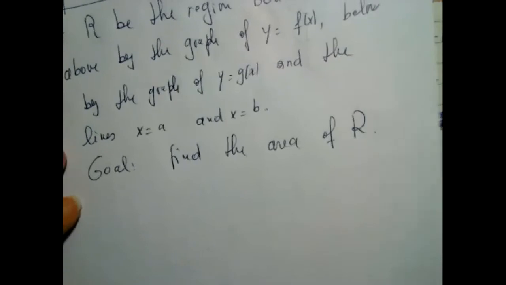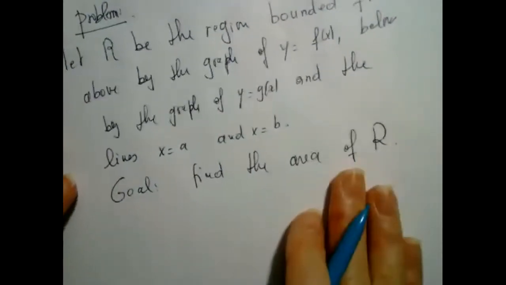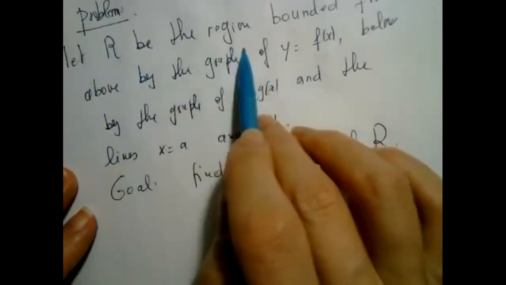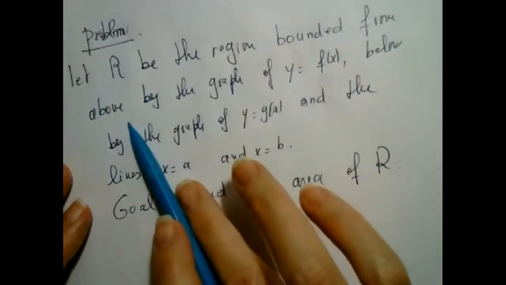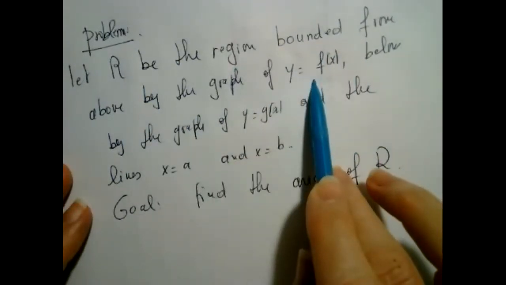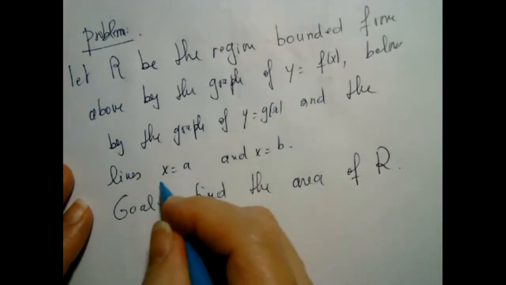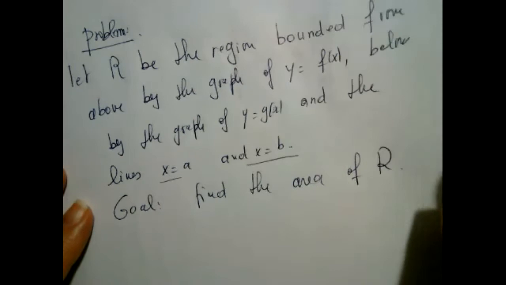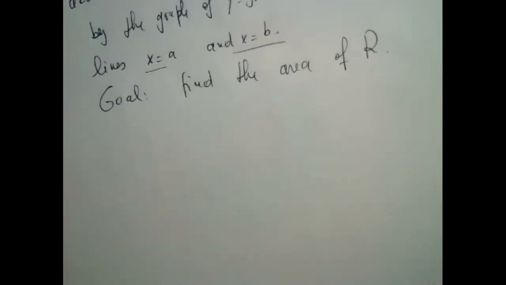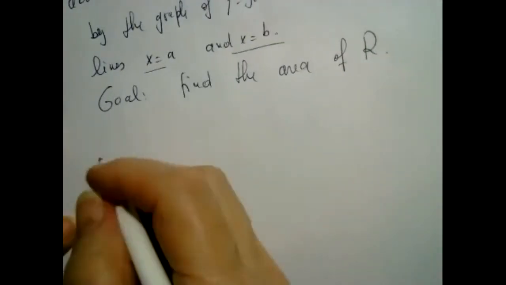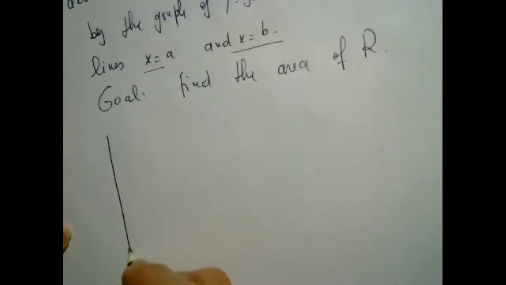First, let me read this and see what they are talking about. R is the region bounded from above by the graph of f, below by g, and the lines x equal to a, x equal to b. So what region are we talking about? We're talking about the following kind of region. So this is my region here.